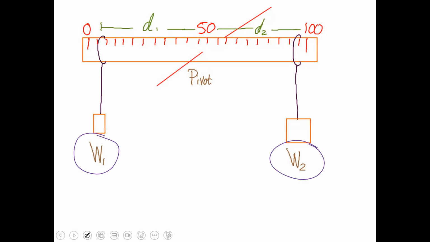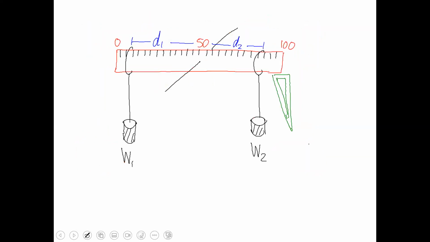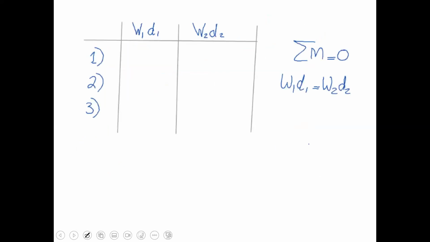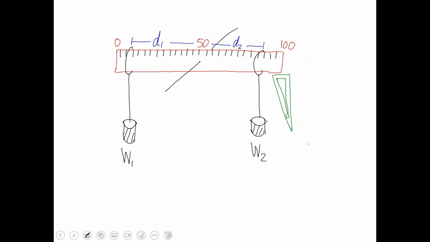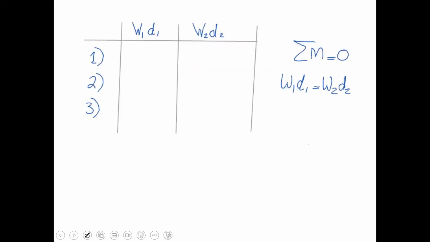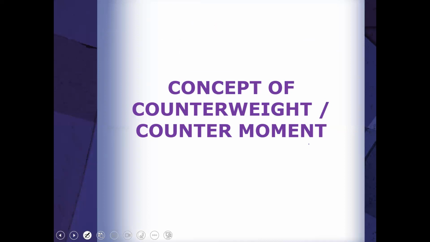If you move the loads forward and backward until the rod is horizontal, a set square can be used to check whether the rod is balanced or not. Then you can calculate W1 D1, which means a moment, and W2 D2, which means another moment. If they come out equal within a range, it means the principle is accurate.